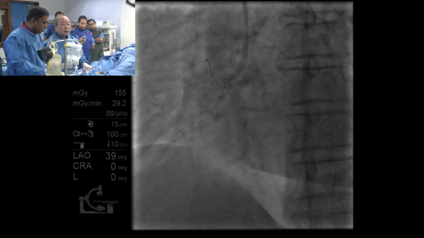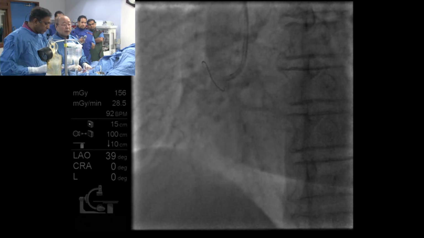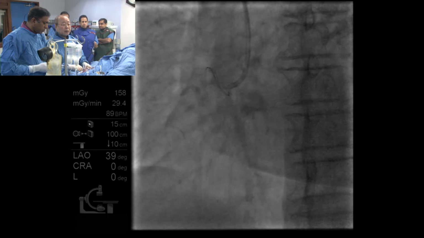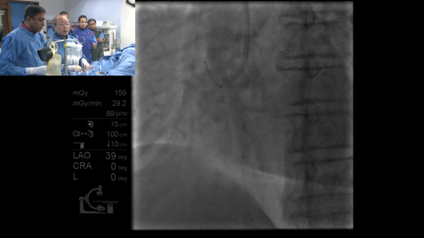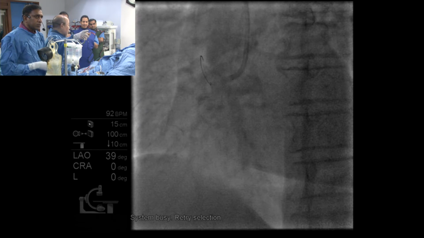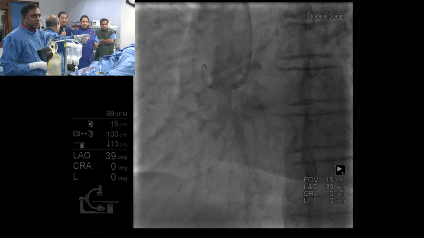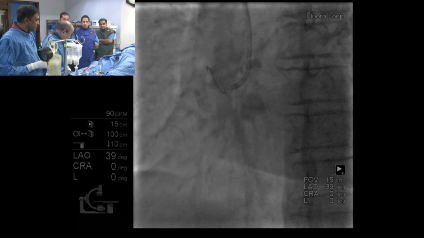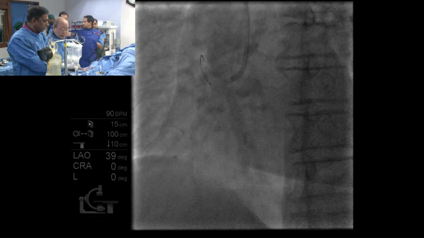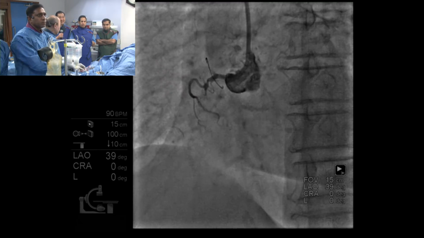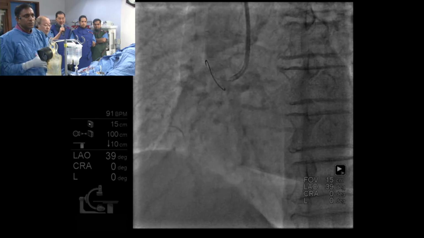Okay, inflation. 6. 6. So what do you use for ADR? Only wire. Okay, so look at the pressure. So much difference. Okay, just remove it. Now the guiding is not engaged. Because you have the anchor balloon there now, right?